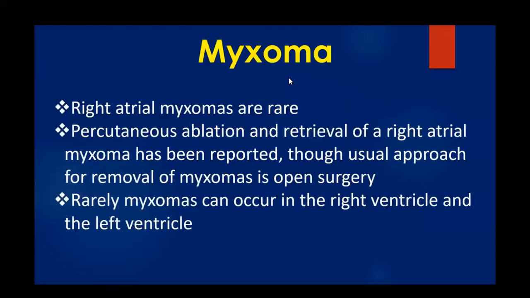Right atrial myxomas are rare. Percutaneous ablation and retrieval of a right atrial myxoma has been reported, though the usual approach for removal of myxomas is open surgery. Rarely, myxomas can occur in the right ventricle and the left ventricle.